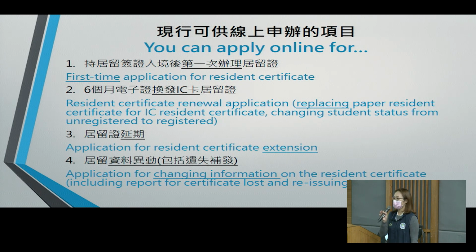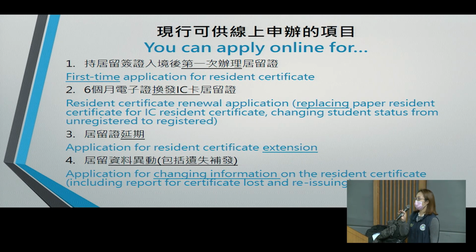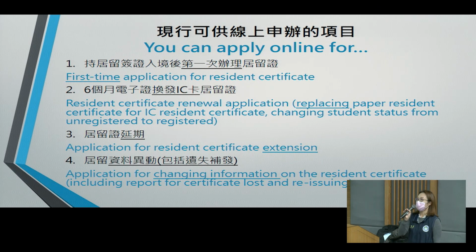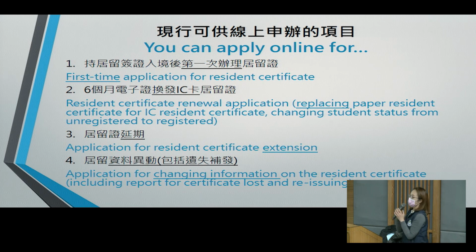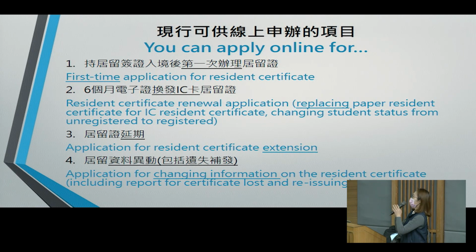So for those students who just come in with a resident visa and cannot finish their registration within those 15 days, NIA will first issue a 6-month paper certificate. After those students finish their registration, they will be able to apply online for ARC renewal. That's the second one. After that, those students will get another half year. You replace your paper certificate with an IC card certificate, and change your student status from unregistered to registered. That's the difference.